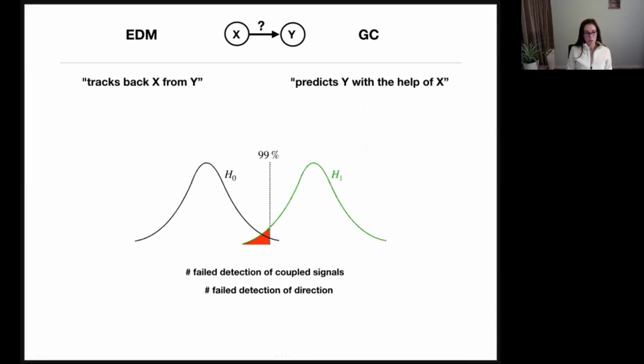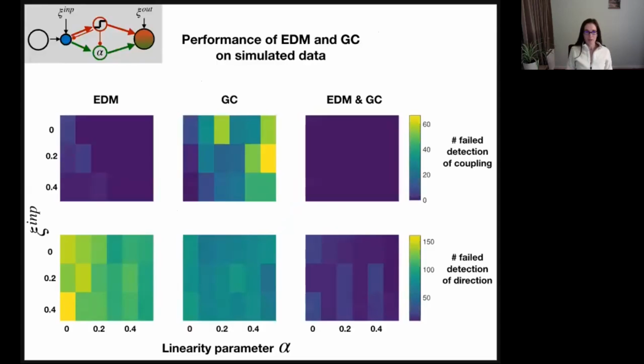The performance of the two methods was calculated by using bootstrapping. Distributions of EDM and Granger causality were first calculated from decoupled signals, and that gave us a threshold to decide on the coupling of the signals. Then I tested the direction of the coupling separately. For both the coupling and the direction of the coupling, I will now show the number of failed cases out of 800 cases. So on the left, you see the results for EDM, in the middle for Granger causality, and then on the right for the combination of the two. So on the right, we detected coupling whenever either EDM or Granger causality detected coupling.